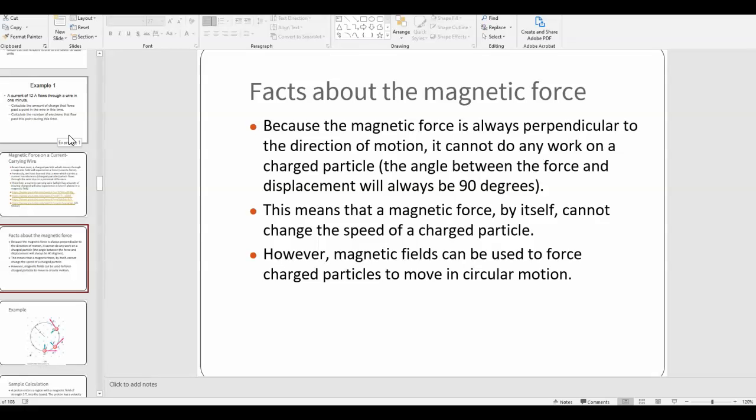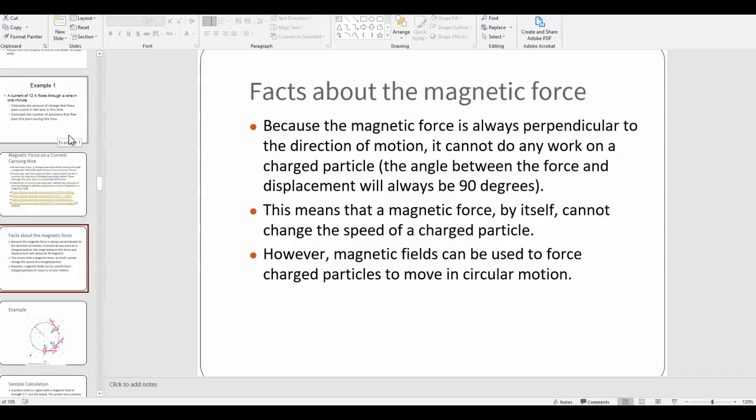Now, it can change the direction, that's true, but it cannot change the speed because that would involve increasing or decreasing the amount of energy. So just an example of this would be if you know what a particle accelerator is, typically particle accelerators use a combination of electric fields and magnetic fields. They use the electric fields to speed up the charged particles, because the magnetic field can't do that because of what we're talking about now. And then they use magnetic fields to make the charged particles move in a really big circle and speed it up that way, and then they can collide particles together.